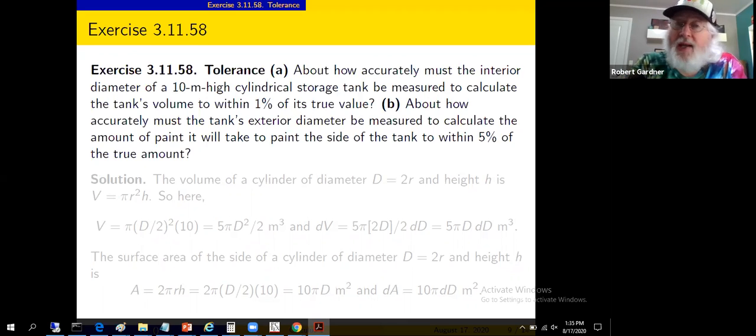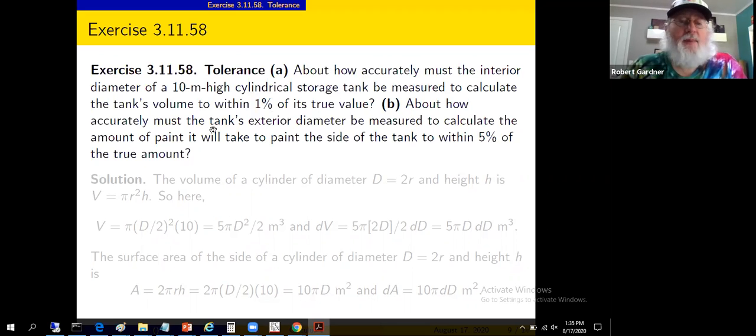All right, so you got a giant cylindrical tank. You're going to measure the interior diameter and use that to approximate the volume. You take a ruler, you try to measure something, there's going to be little uncertainties in the measurement is the idea. We want to estimate the tank's volume to within 1% of its true value, and that's going to require a certain level of accuracy, how accurately, in terms of our measurement of the diameter.